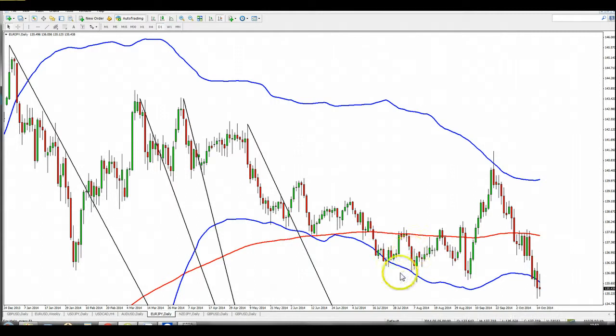Now you're chopping about all over the place. We're not quite in a range because the Bollinger Bands are pointing downwards, so there's some emphasis that the market is moving down.